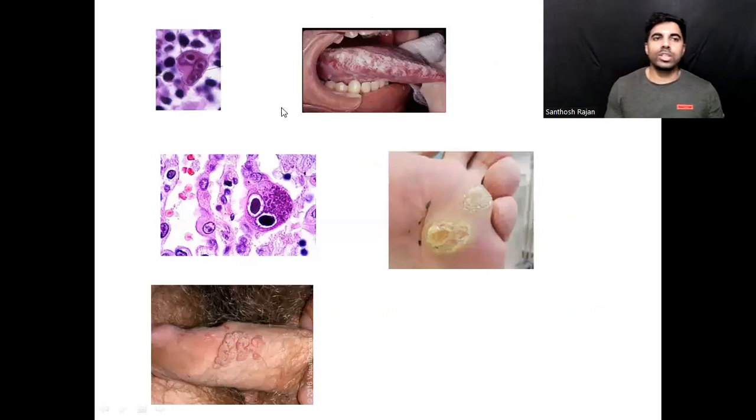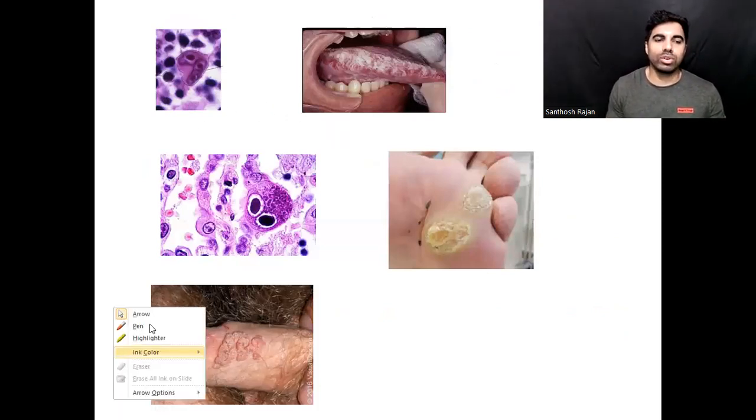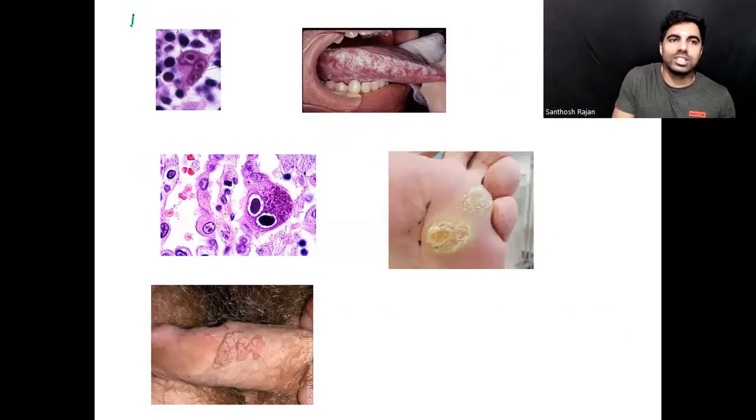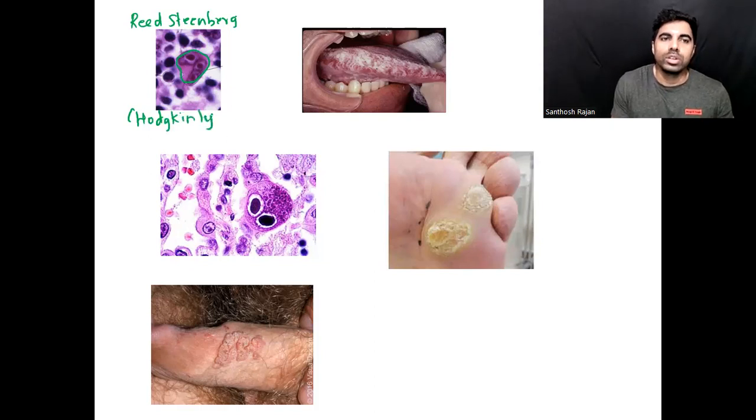Next question. Now what is this? The first picture must be very familiar. It's also in medicine; they must have taught you many times. Which cell is that? That is the Reed-Sternberg cell. It is seen in which lymphoma? Hodgkin lymphoma. This is a B cell. All these lymphomas are associated with which virus? Epstein-Barr virus, EBV.